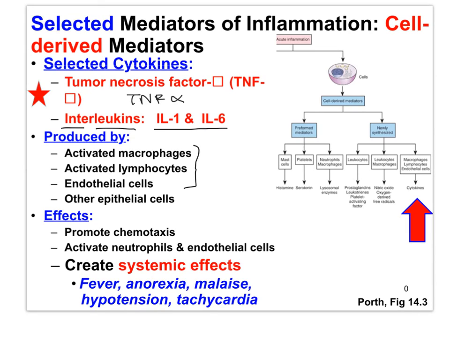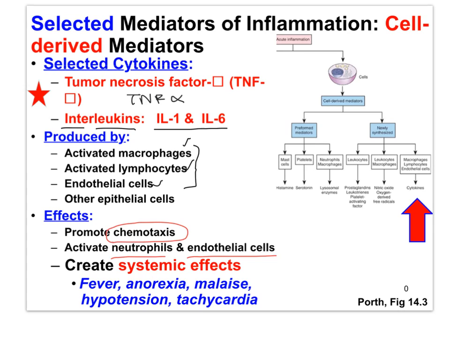So these types of mediators are produced by activated macrophages. Remember, they take hours to arrive. Lymphocytes, which are particularly important in chronic inflammation, and endothelial cells themselves. Some of the functions of these molecules, they promote chemotaxis, so those white blood cells that are leaving the vessel can better find the area of damage and the pathogens if there are. They activate neutrophils that are already on the scene, and they activate endothelial cells. So there's some positive feedback and crosstalk here.